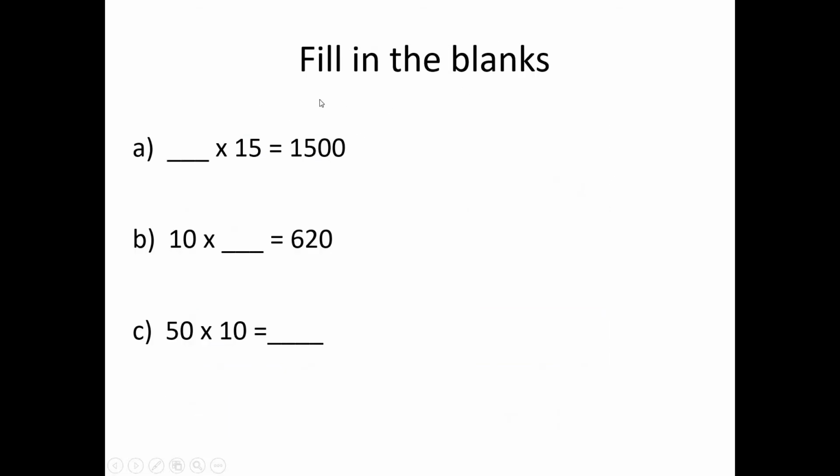Next we have fill in the blanks. Here they have already given us the answer or the product, that is 1500, and we have to find out which number multiplied by 15 gives 1500. I've already taught that whenever we multiply with 10s, 20s and 30s or 100s, 200s, 300s, you always multiply the digits and keep the 0s in the same way, and then just write the 0s in the answer.